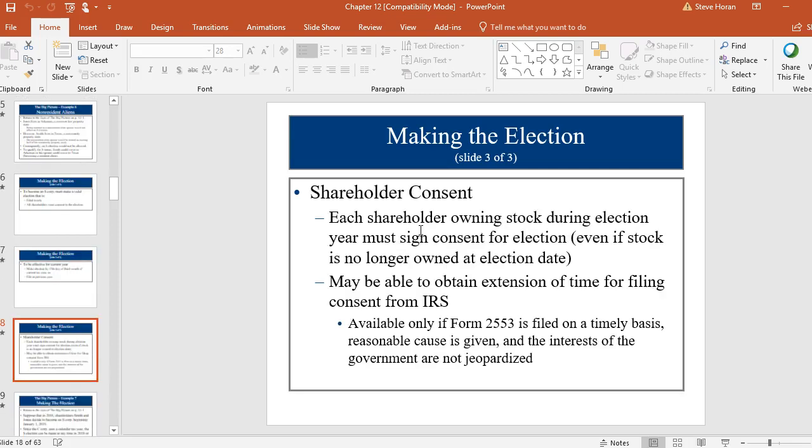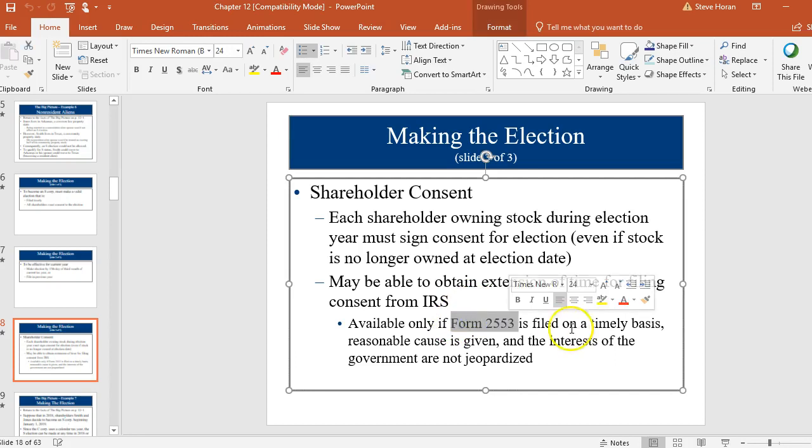So with that consent, each shareholder owning stock during the election year must sign the consent. Okay, must sign the consent. You may be able to obtain an extension of time for filing consent from the IRS, only available if Form 2553 is filed on a timely basis.